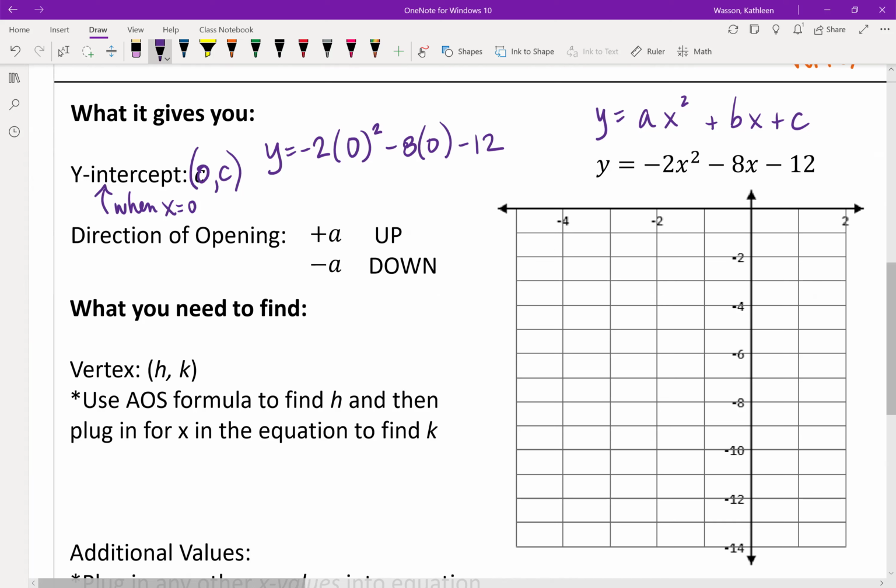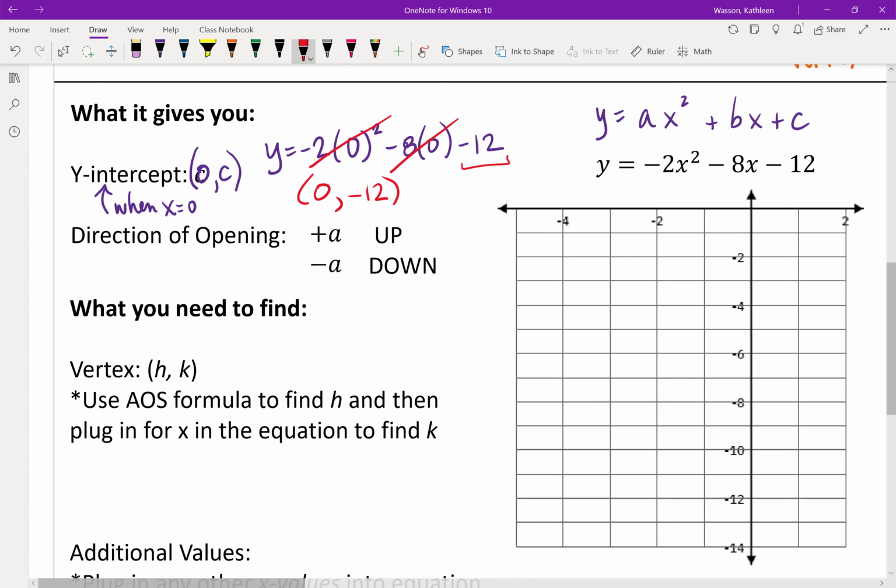Anything times 0 is 0. So when I do -2 times 0 squared, that's 0. And also -8 times 0 is 0. And all that's left is this -12. So when x is 0, y is -12. That's why it just said c here. That's the only number that's left, is the last number on there.